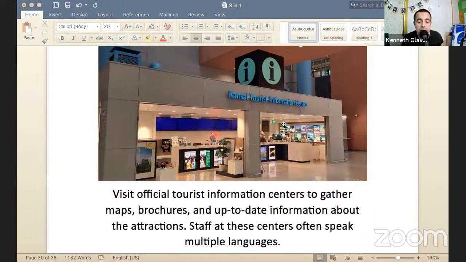Visit the official tourist information center to gather maps, brochures, and up-to-date information about the attractions. Staff at this center often speak multiple languages. If you speak the local language, it's great. But if you don't, this is what I'm here for, to tell you that English is a language that will always save you from any particular situation.